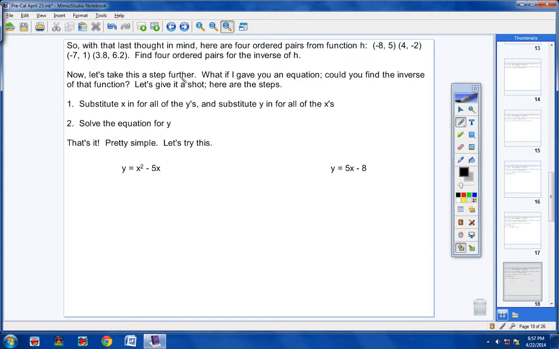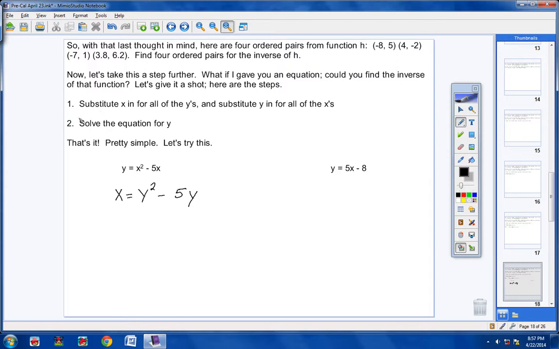Let's try this. Here we go. All right. Let's go ahead and start off with this equation right here. I want you to find the inverse of this equation right here. Are you ready? Here we go. Step 1, everywhere there's an x, you put a y, and everywhere there's a y, you put an x. There we go. Now, in this problem here, I'd like to point out to you, everywhere there was a y, we put an x, and everywhere there was an x, we put a y.